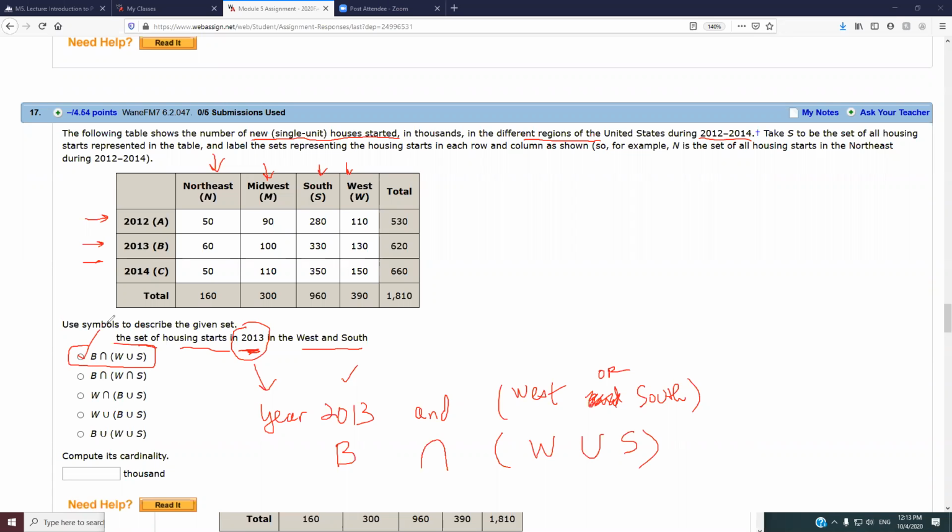All right, compute its cardinality. So I'm going to go to the table and figure out how many housing starts belong to the set. Well, I know they're asking me about only the year 2013, so I'm only going to look at this row. Forget about this row, and forget about this row. I'm only looking at 2013. And they have to be in the West or the South. That's these two numbers. I'm going to cross this out, cross that out. So this set looks like 330 plus 130, which is 460. So 460 is the cardinality.